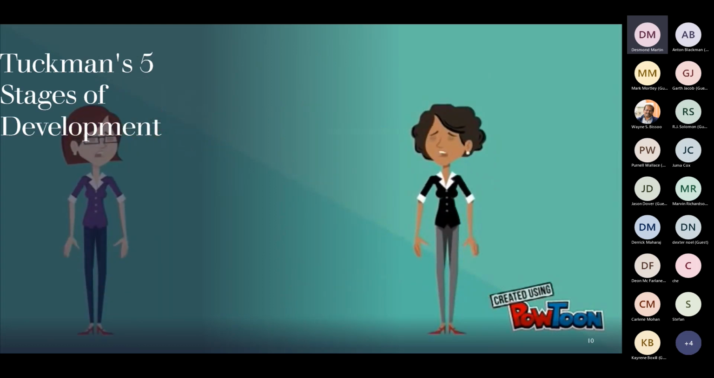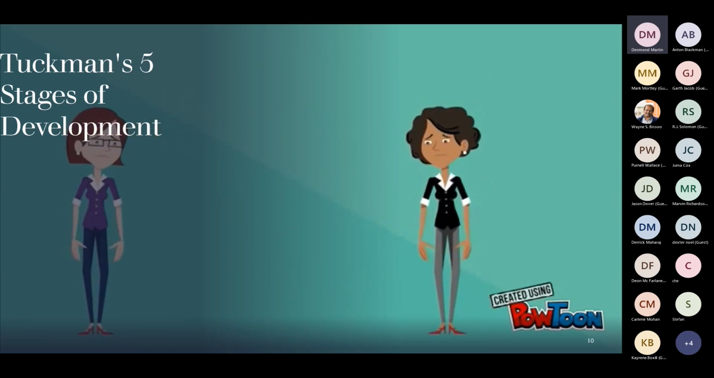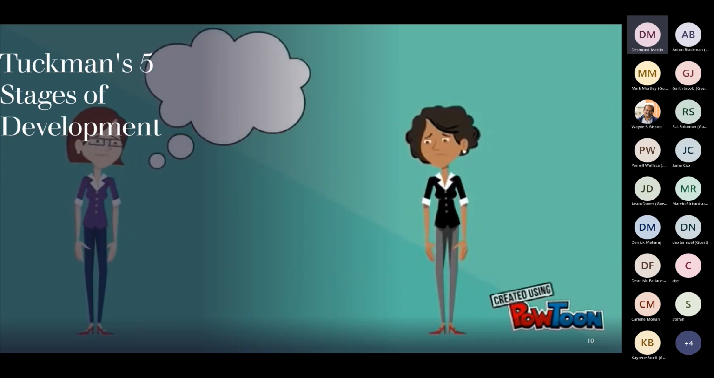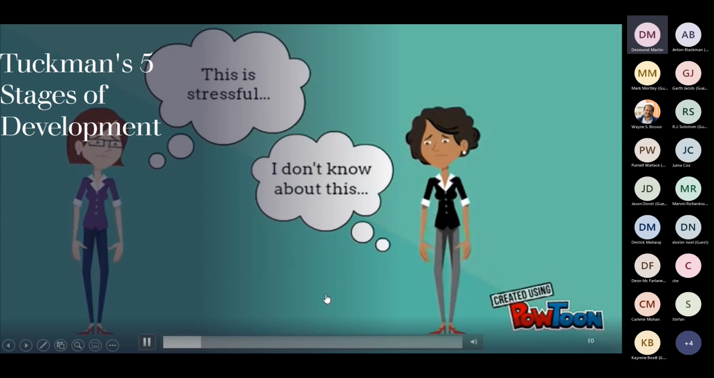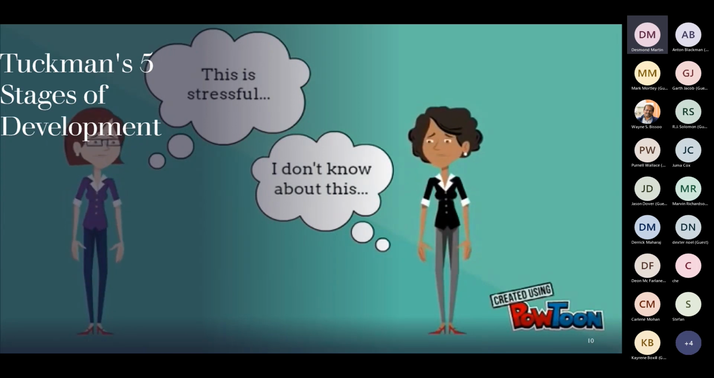In the forming stage, team members may experience a great deal of stress and anxiety due to uncertainty about the other team members and their roles. First interactions can be cautious and tentative as team members feel each other out. In this stage, a charter can be helpful to establish ground rules and clarify the mission.